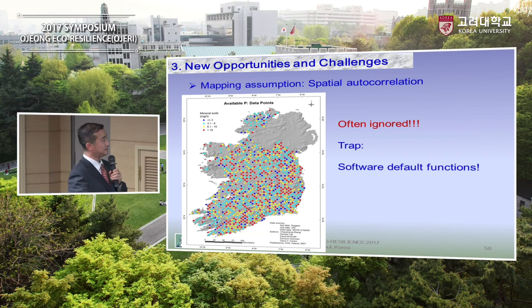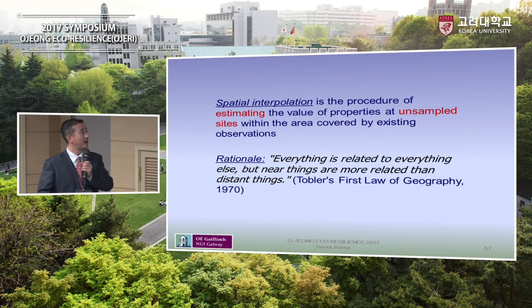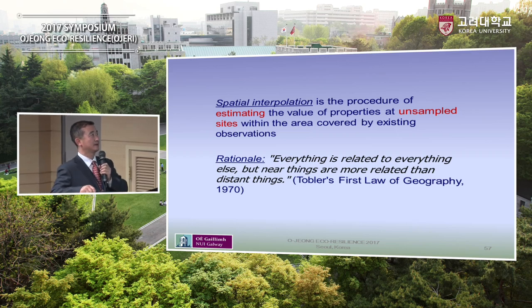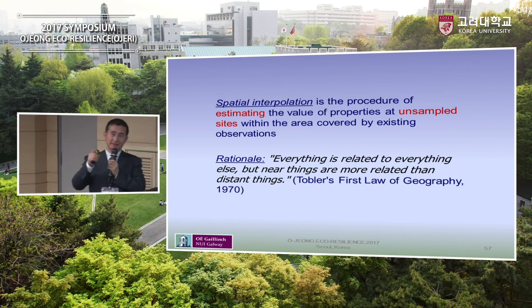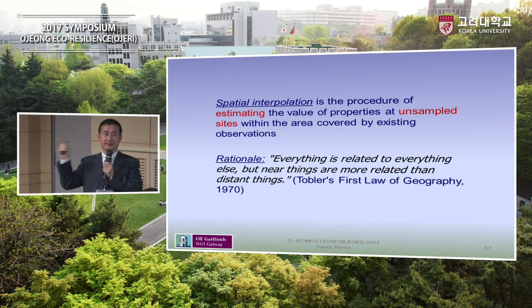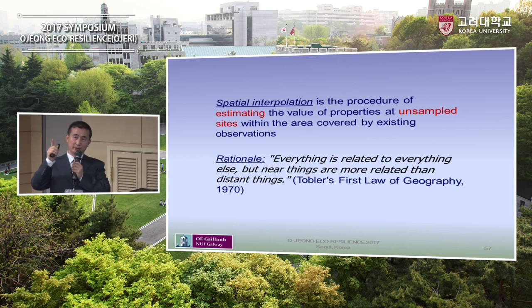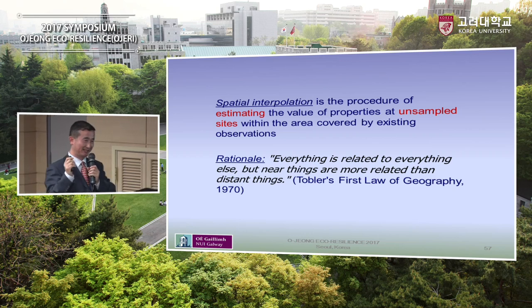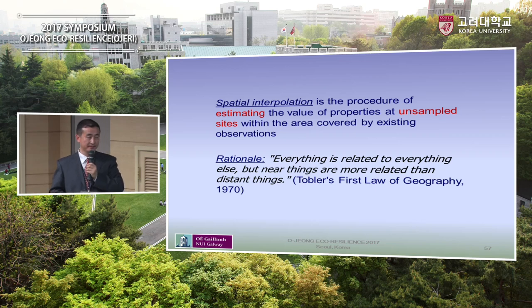For example, this is phosphorus in Ireland. I declined to produce a spatial interpolation map. And the reason is here. Spatial interpolation, what's that? It's estimating the values at unsampled sites. So when we produce the spatially continuous map, in fact, we're estimating the values at those unsampled locations on a grid format, right? Many rows and many columns, then we get a surface. On each of those points on the grid, we don't have a value, in most cases. So we have to estimate it.